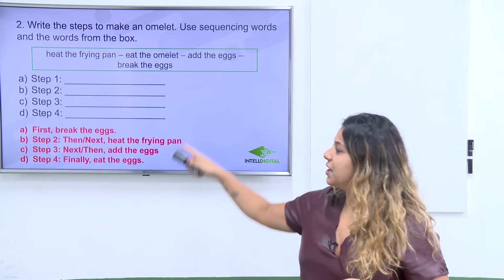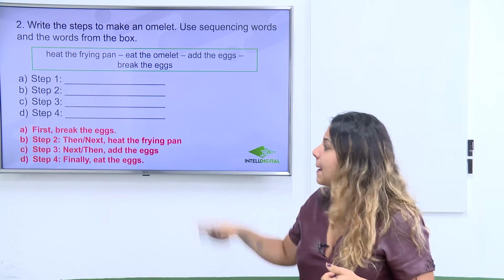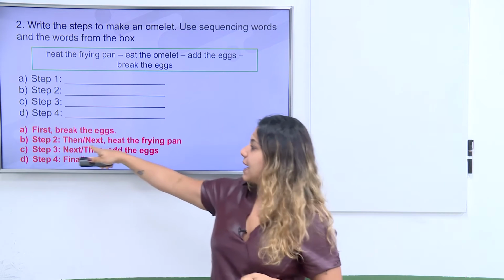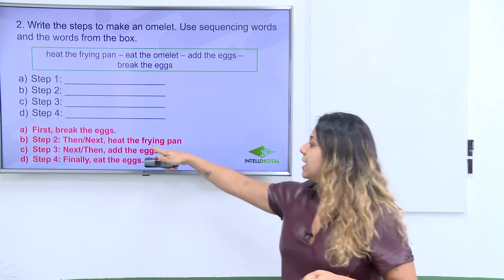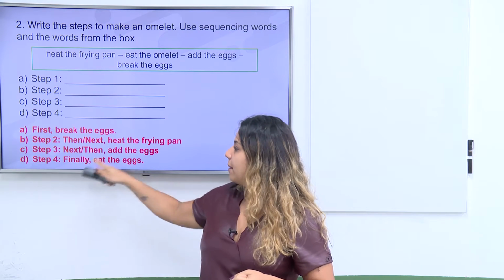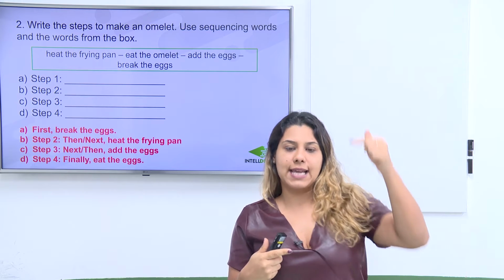Now you did it. You have these answers just right here. First, break the eggs. Step 2, you use then or next, as we explained. Heat the frying pan. Step 3, next or then, ok? Add the eggs, só cuidado, eu não vou usar then, depois then de novo. Then tem que ser next.